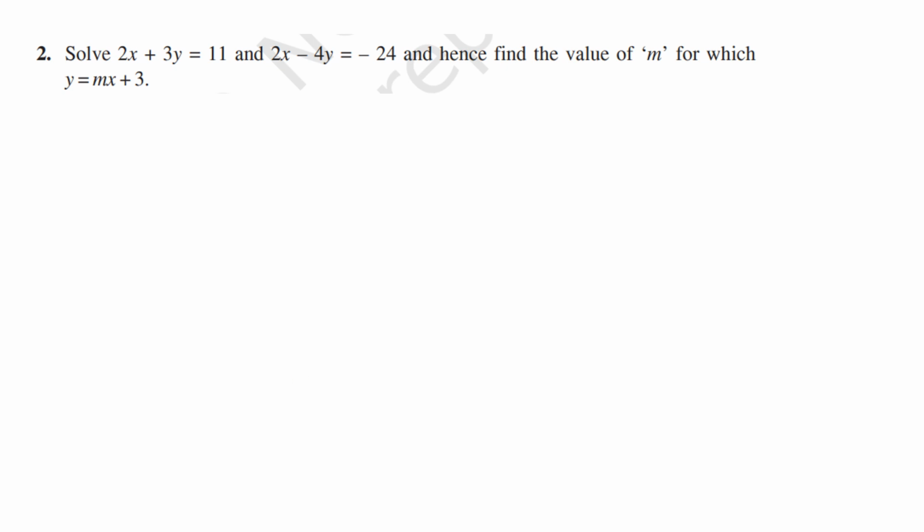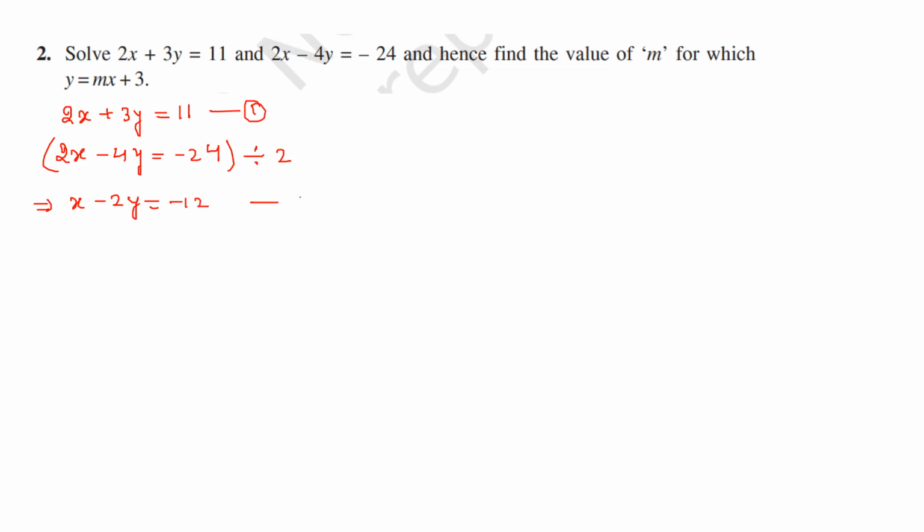So first let's write both the equations given in the first statement. It is given as 2x plus 3y equal to 11. This is my first equation. The second equation is 2x minus 4y equal to minus 24. In the second equation, you can see in both LHS and RHS, 2 is a common factor. So let's divide it by 2. If I divide, I will get x minus 2y equal to minus 12. This is my second equation. So from the second equation, I can write x in terms of y as x equal to 2y minus 12.